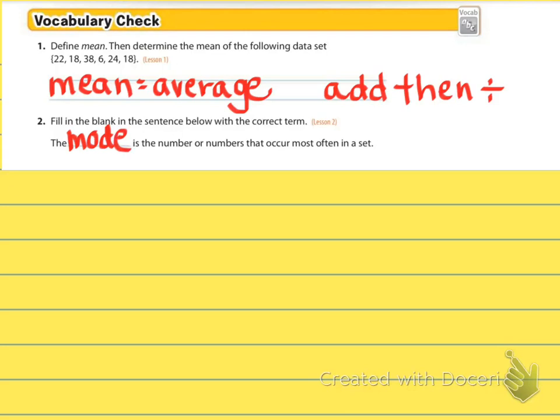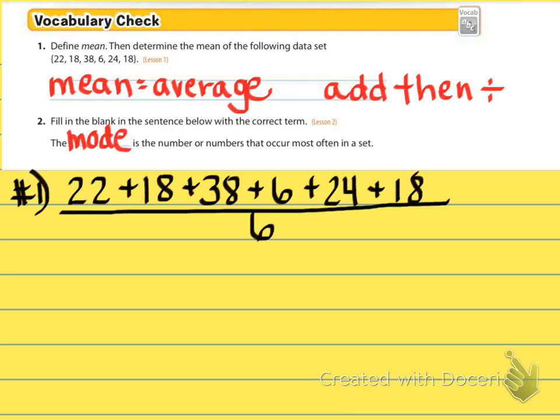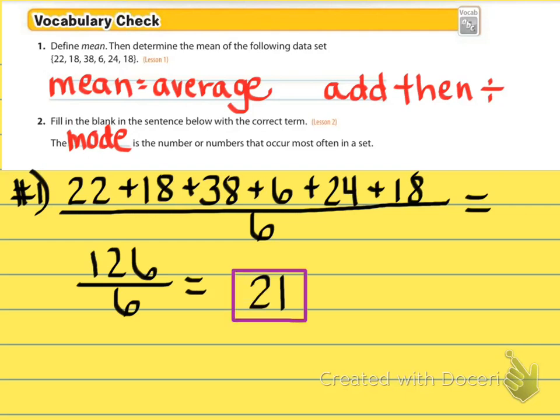Question 1, check your answers. You can see that the mean is another word for average. The mean, you are adding up all the numbers in your data set and then dividing by the total numbers in that set. For number 2, it's the mode. That's the number or numbers that occur most often in a set.